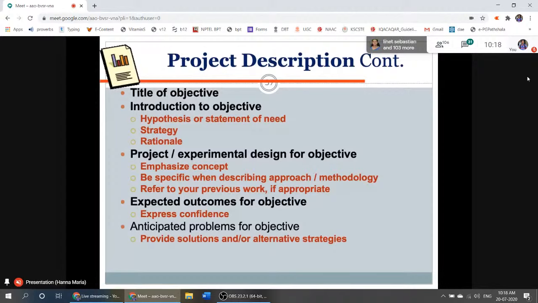Title of objectives. Introduction to objectives. Project and design of objectives. Expected outcome of the objectives. These are the components of the objectives. Next one, please.